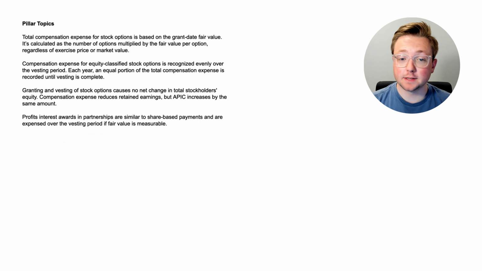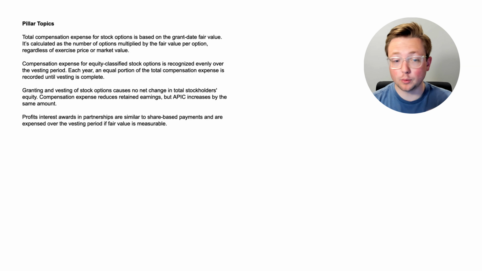Total compensation expense for stock options is based on the grant date fair value. It's calculated as the number of options multiplied by the fair value per option, regardless of exercise price or market value. And by the way, that first pillar topic, if you don't remember anything else from this video, which I hope you do, this is the key that you need to know from this whole video: the compensation expense for stock options is based on the grant date fair value. That's the number that it's all going to be based off of for the compensation expense.